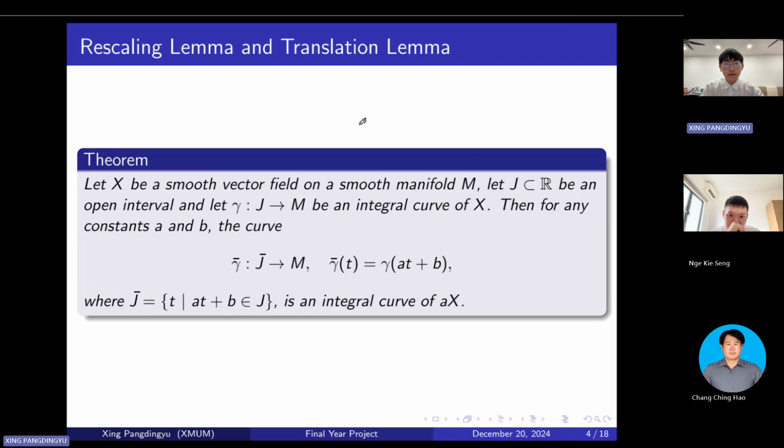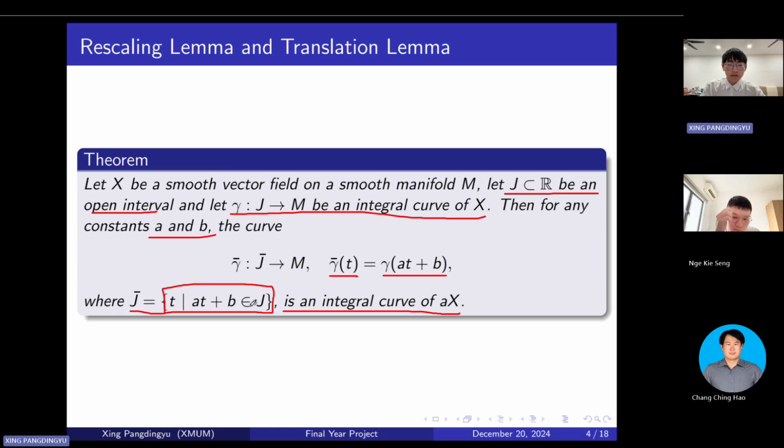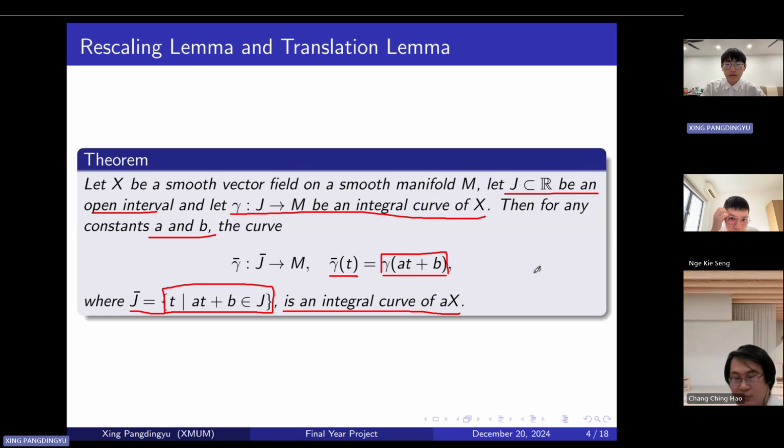Then let's introduce the rescaling lemma and translation lemma. Let X be a smooth vector field on a smooth manifold M. Let J be an open interval, and gamma be an integral curve of X. Then, for any constants a and b, the curve gamma bar t, defined by gamma bar t equal to gamma(at + b), is an integral curve of aX. Notice that the domain of this new curve is defined by all t such that at + b is in J. This is for the well-definedness of gamma bar t, because it has a formula of gamma(at + b).